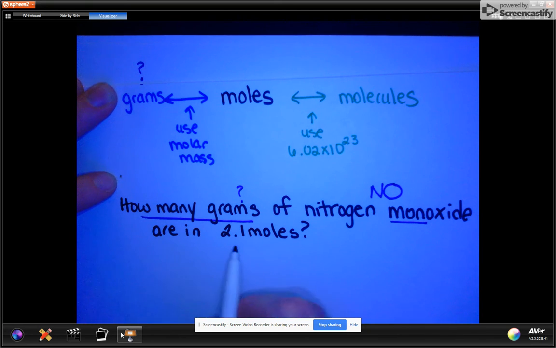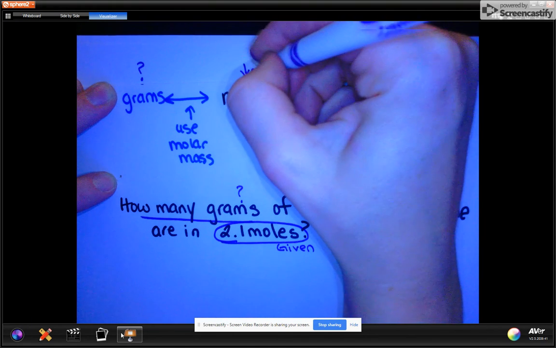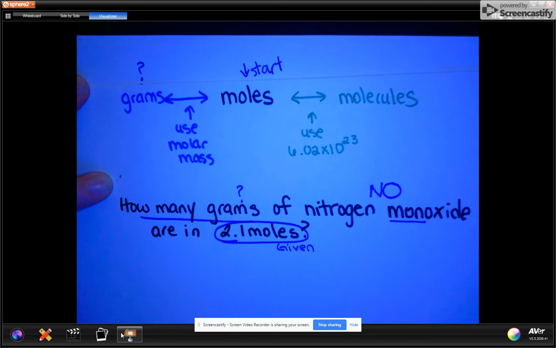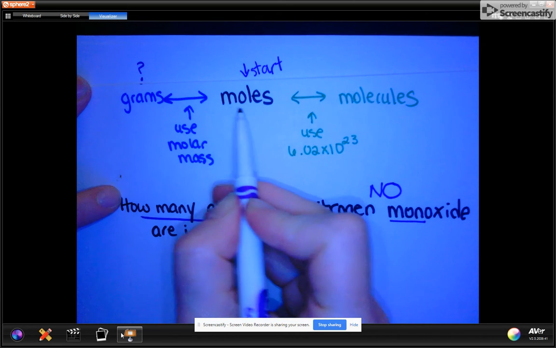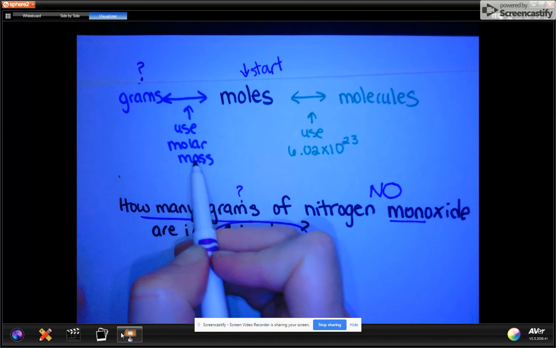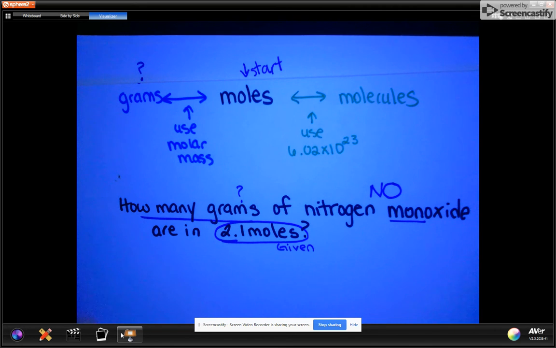Okay, are in 2.1 moles. This is my given. So this is where I'm going to start for this particular problem. I'm starting on moles and I'm going to grams, so I'm going to use the molar mass. It's going to look a little different than the past problems. The first thing to do is to use my formula to find my molar mass.